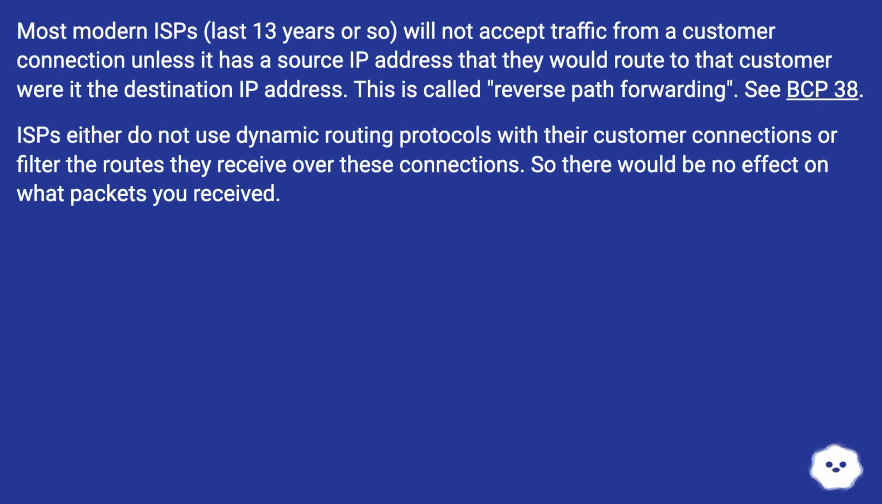Most modern ISPs, in the last 13 years or so, will not accept traffic from a customer connection unless it has a source IP address that they would route to that customer. This is called reverse path forwarding, BCP 38. ISPs either do not use dynamic routing protocols with their customer connections or filter the routes they receive over these connections. So there would be no effect on what packets you received.